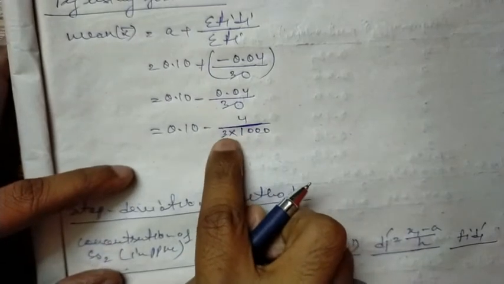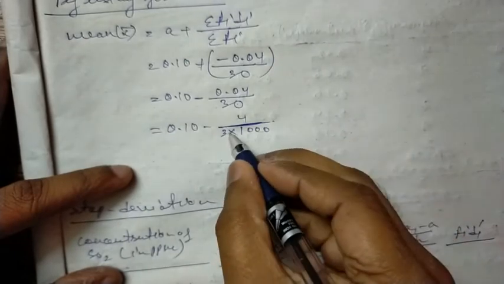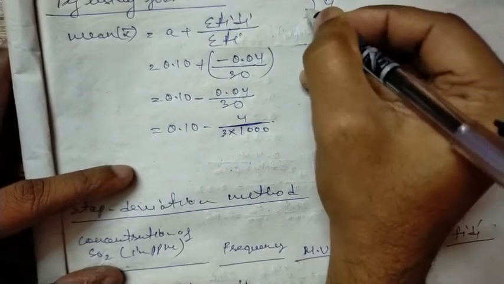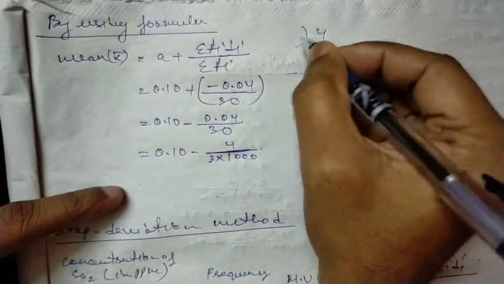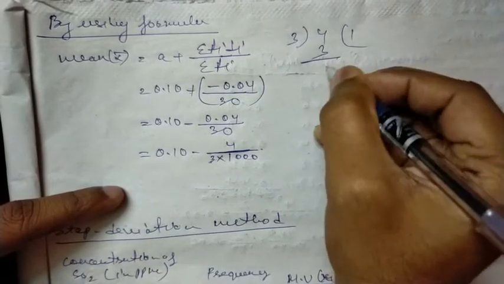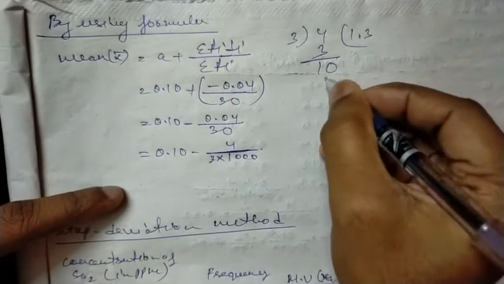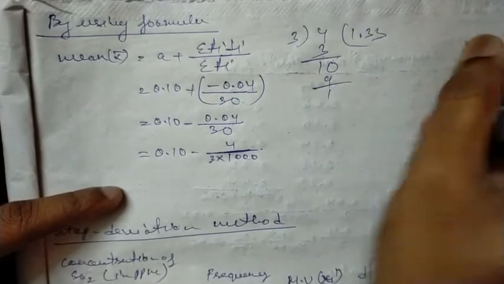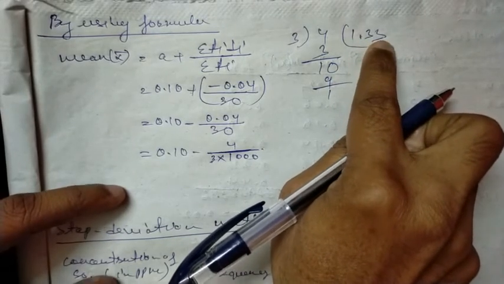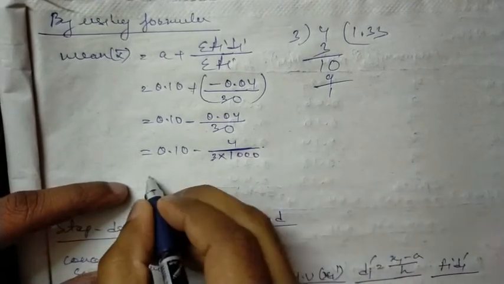So we can write it as 3 into 1000. Now what we can do is divide 4 by 3. Let's see what we get. 3 ones are 3, then a decimal, 3 3s are 9, 3 3s are 9. We'll get 1.333, right?